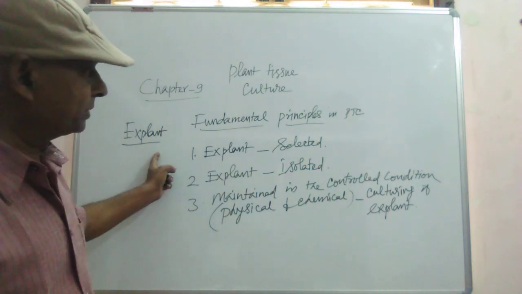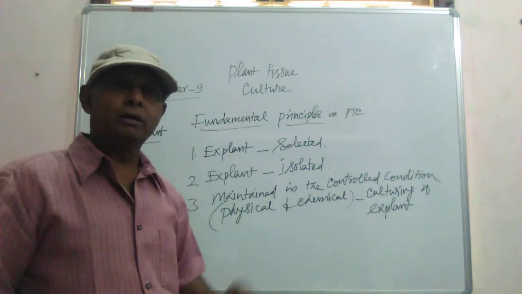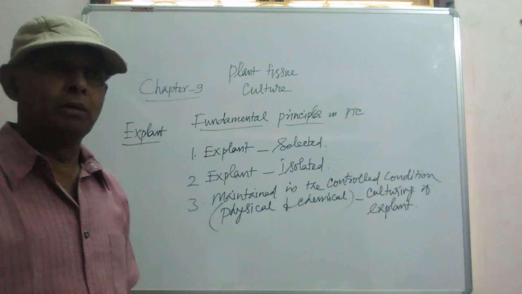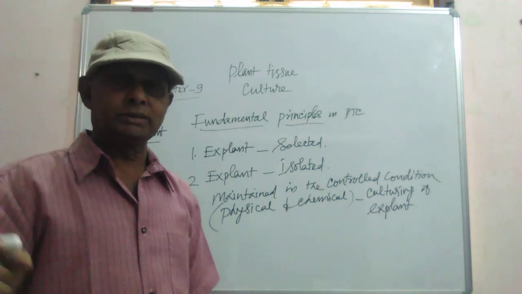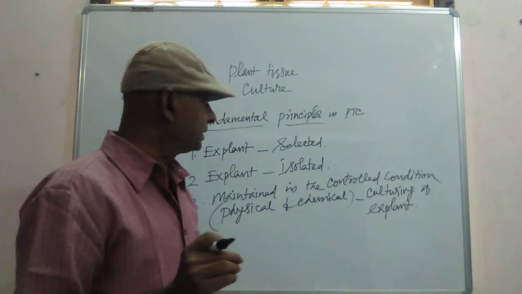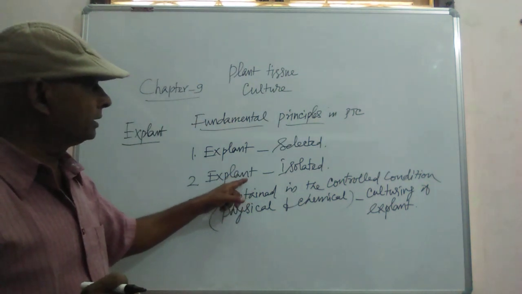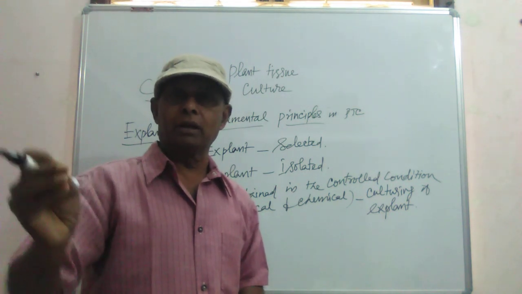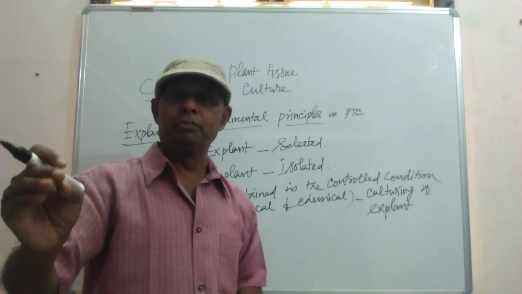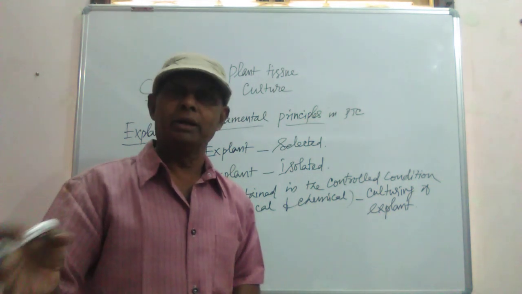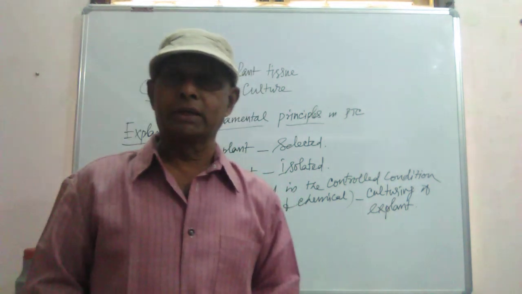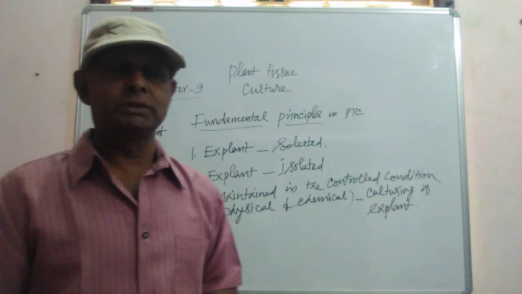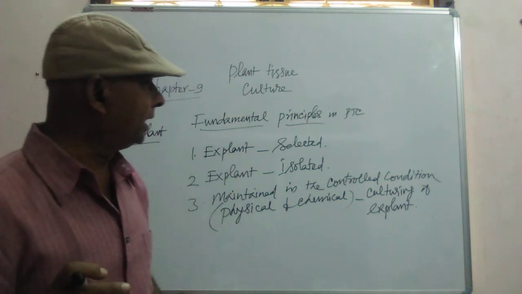That is the explant. The explant can be selected either from the root, the stem, the leaf, or any part of the plant. Selection should be done carefully. Second is isolation. The explant should be isolated from the plant, say for example a group of cells. Isolation of the explant is a different method followed in plant tissue culture by which the explant can be carefully isolated.